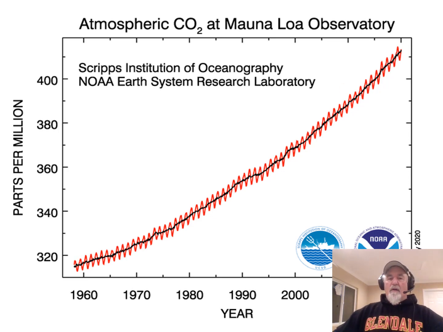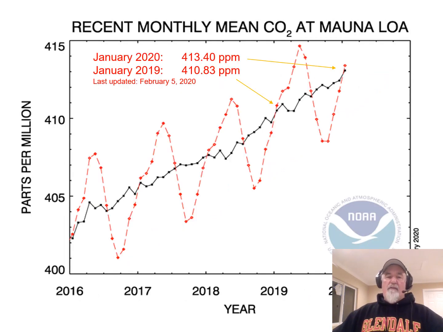So now, instead of that 280 parts per million pre-industrial levels of CO2, we are way over 400. In fact, we're over 410 now and increasing by 2 parts per million per year. That's a problem. That's an issue. We have to find ways to adapt to this new CO2 levels.